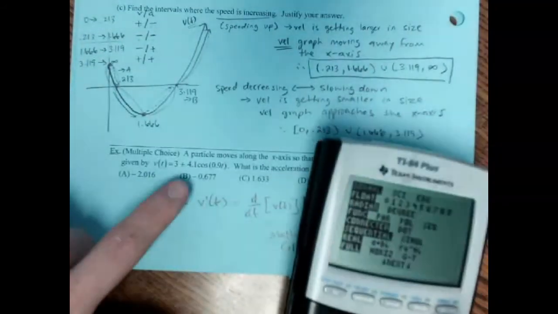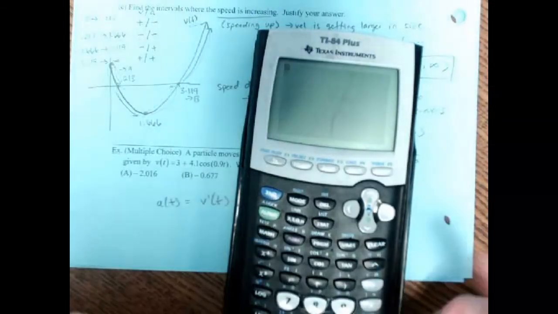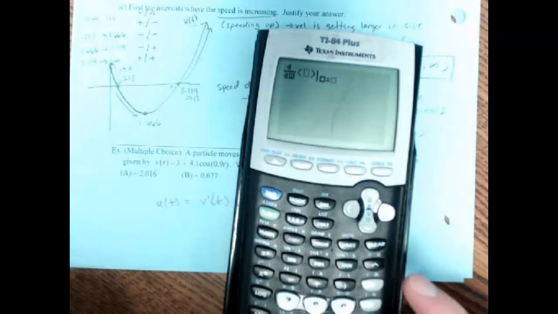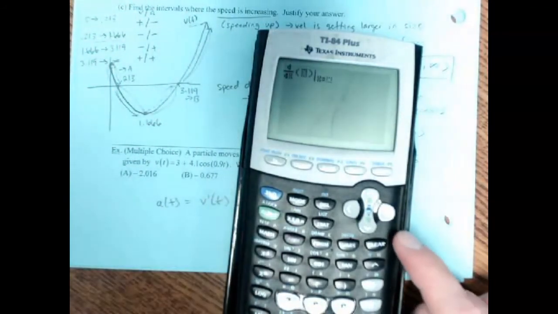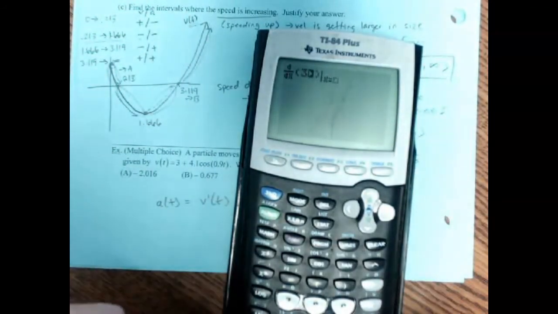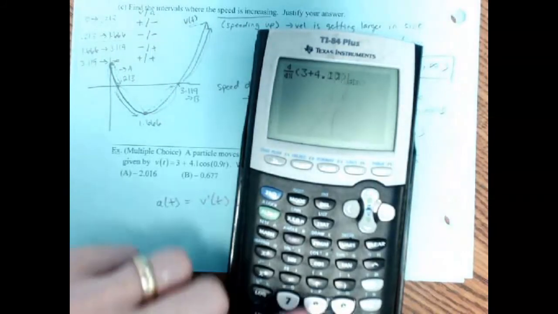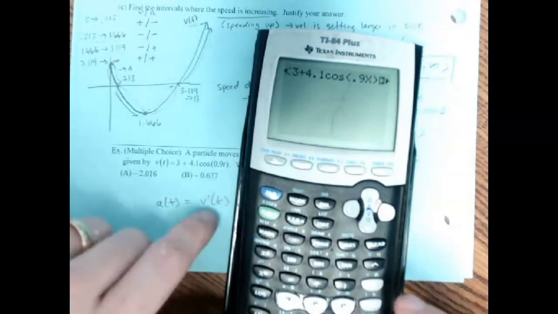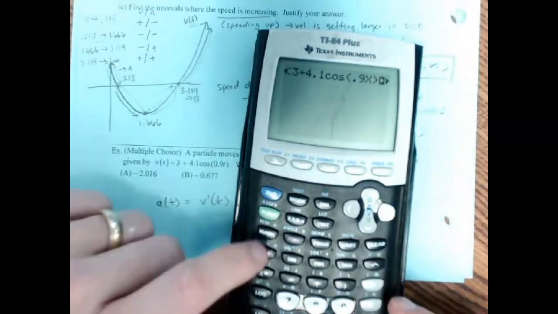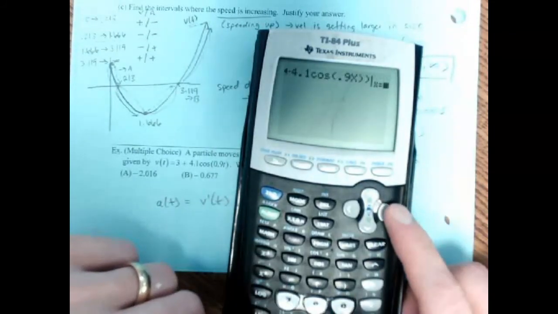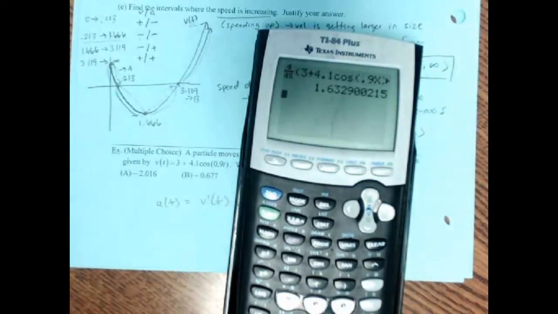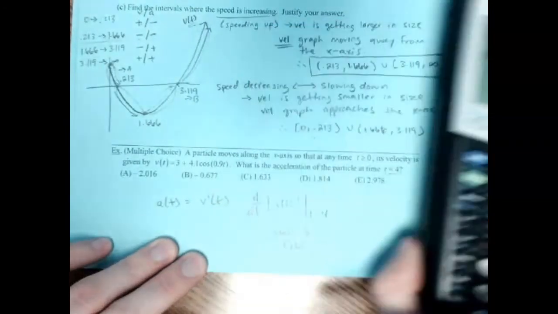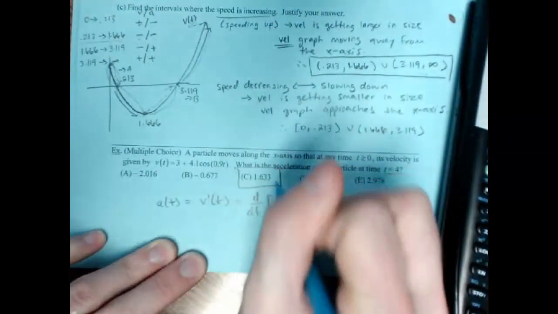So let's go type this in. Well, you don't have to. Let's just do Math 8. That's how you can do derivatives in the calculator. The variable button is x. Let's type it in. 3 plus 4.1 cosine 0.9x. And then, oh, that's it. And then let's see, we need to tell this to evaluate at 4. So we're having the calculator do the derivative for me, and it looks like it gives me the 1.633.